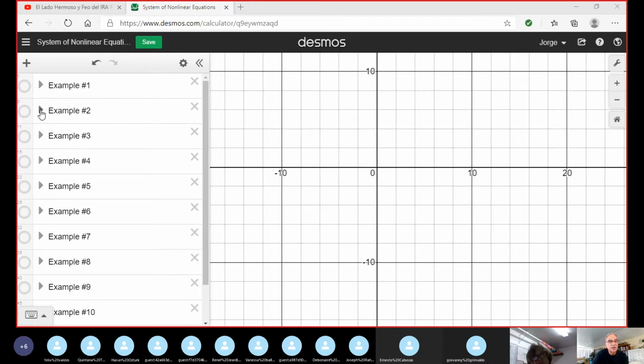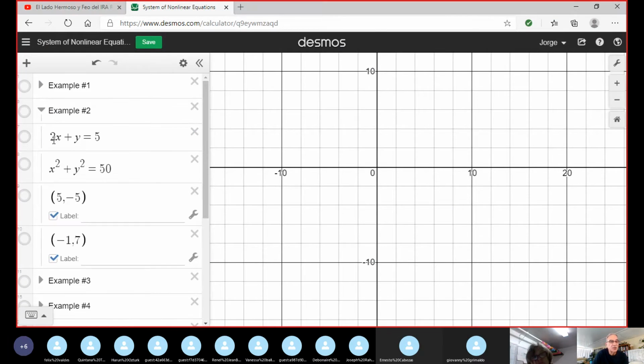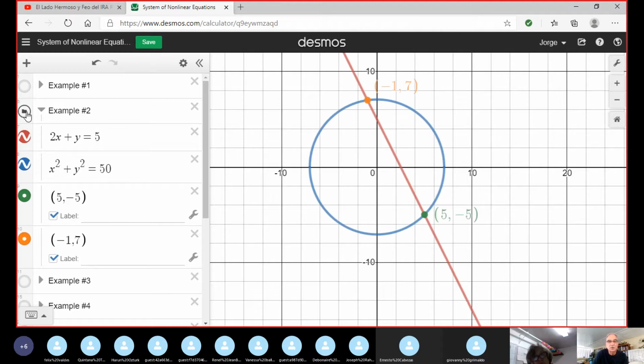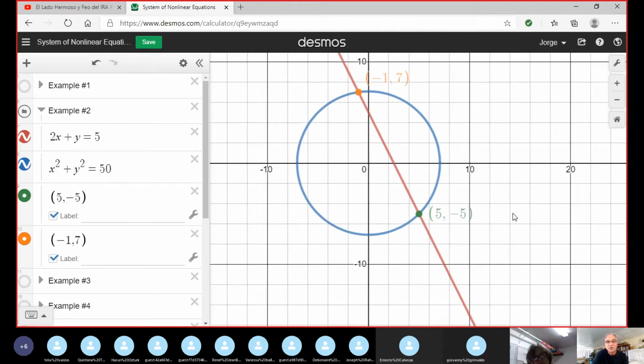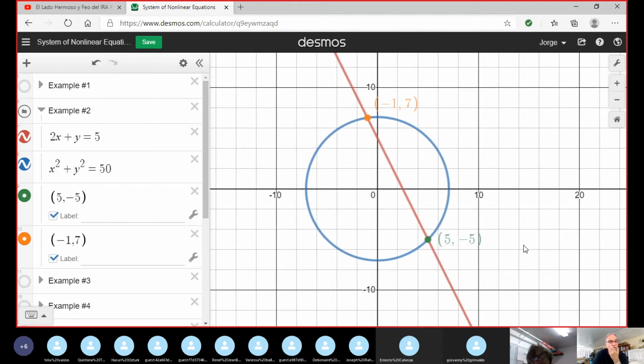Okay, example 2, look at that. It is 2x plus y equal 5, x squared plus y squared equal 50. And the hypothetical point I discovered algebraically is this. Let me see if it works. Boom. This is my circle in blue color. This is my line in red color. And this is the intersecting point. That's it. Any question?